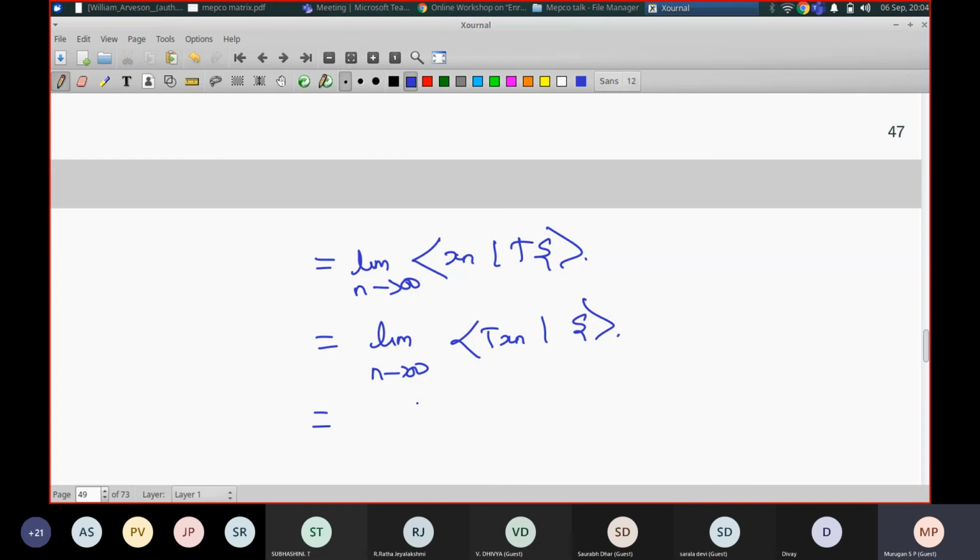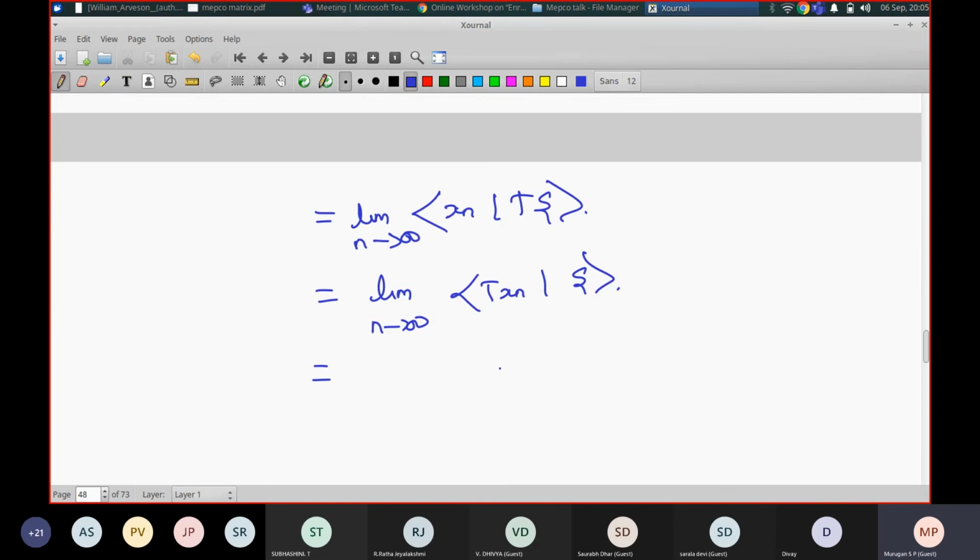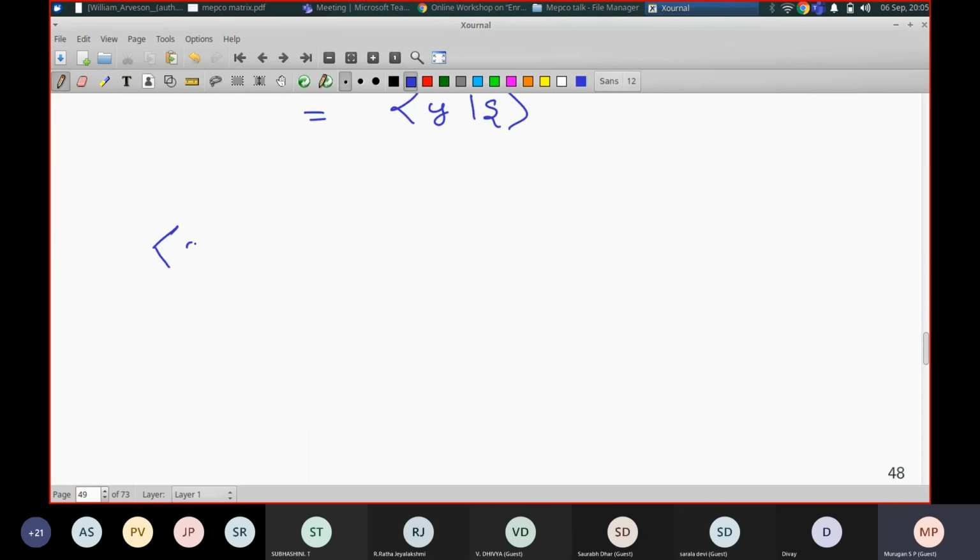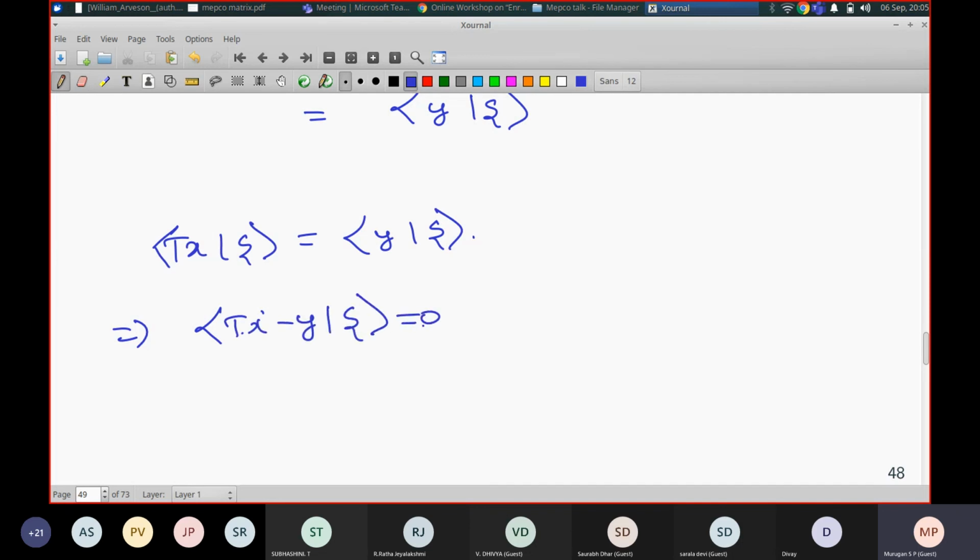Then, T of xn converges. No, you can take the limit inside. You take the limit inside: limit n tends to infinity, T of xn, the inner product of this with psi. So what is that? This is nothing but y, psi, right? So hence what we have proved: Tx, psi equals y, psi. These two values are equal. From that, you can easily write this as T of x minus y, psi equal to 0.